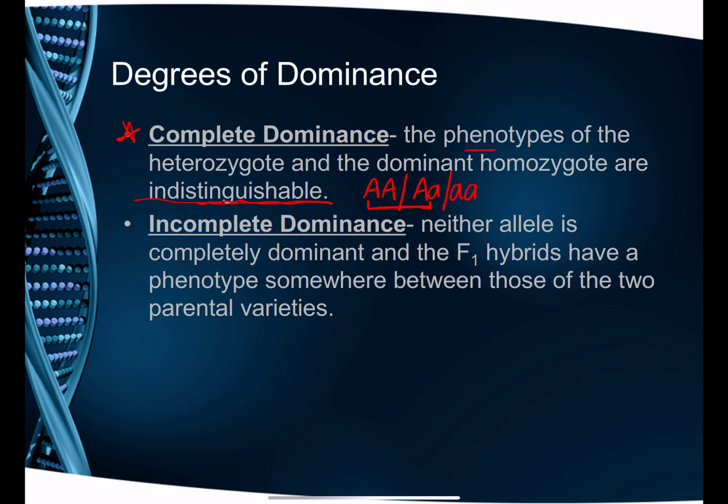If they have the dominant allele, then they show the dominant trait. If they have two recessives, then they would show the recessive trait. But you can't tell these two apart. And that is a complete dominance pattern of inheritance. Everything that we have done to this point has fallen under that pattern, okay?